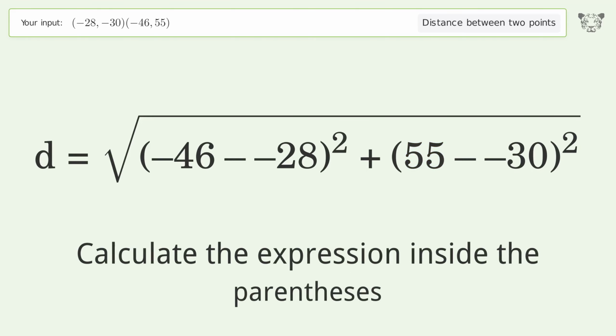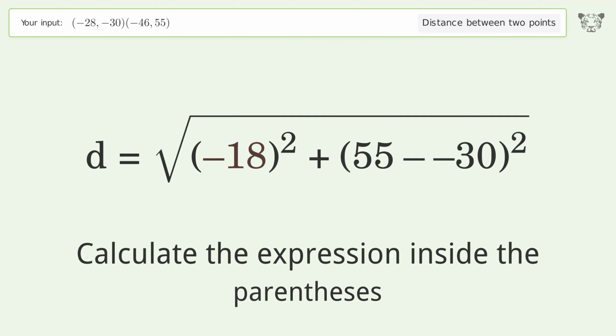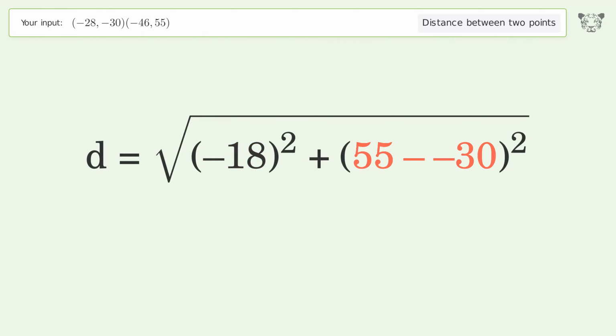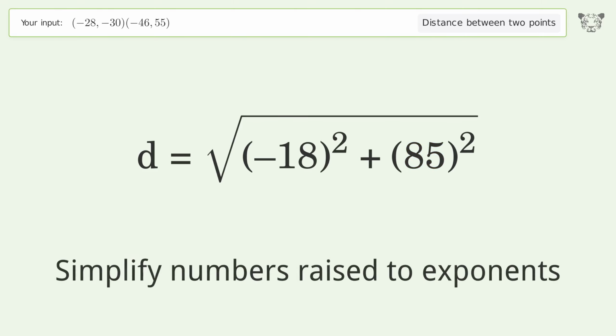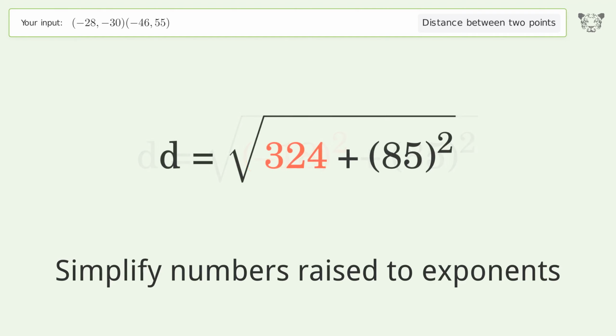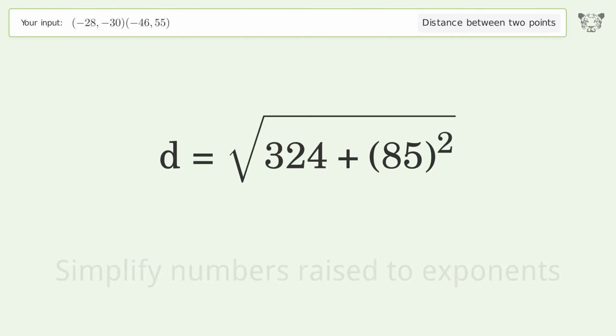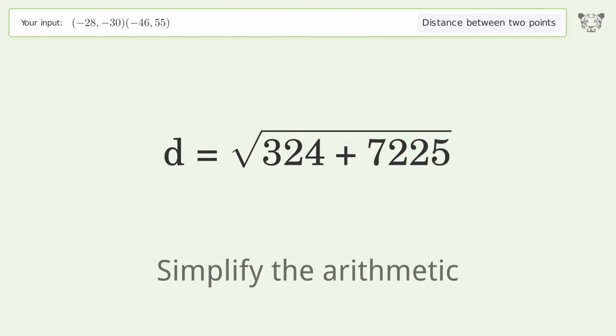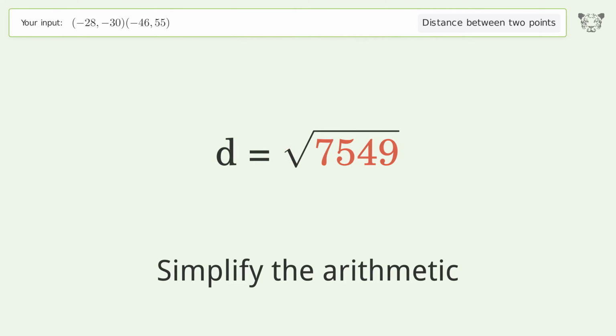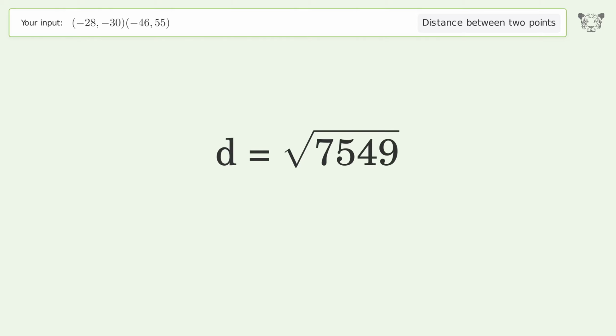Calculate the expression inside the parentheses. Simplify numbers raised to exponents. Simplify the arithmetic. And so the distance between the 2 points is the square root of 7,549, or 86.885.